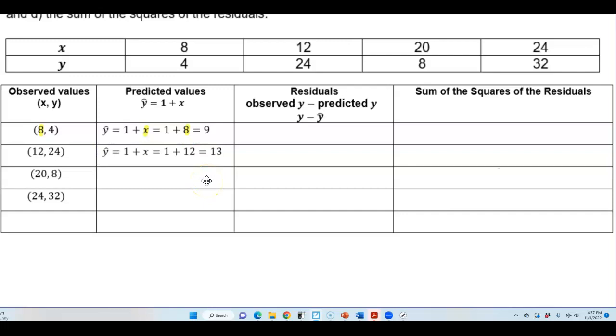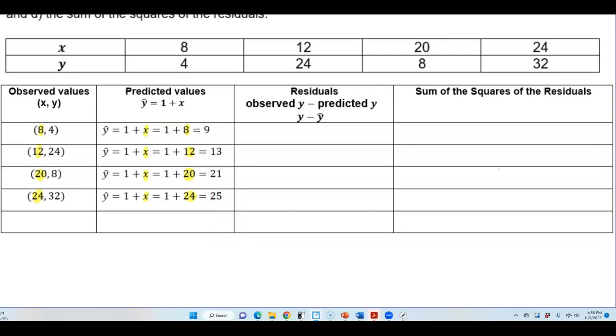Next, the observed x value 12, we're going to plug it into this equation. So 1 plus 12 gives us 13. Next, we're going to take the next observed x value, and that x is 20. Plugging it into this equation, 1 plus 20 gives us 21. And the last one, we're going to take the value of x to be 24. We plug 24 in for x, 1 plus 24 is equal to 25.